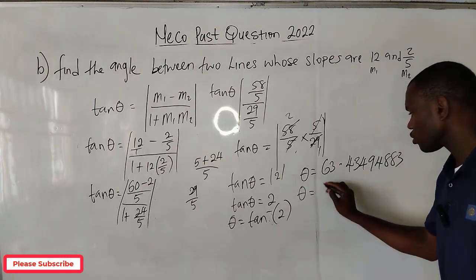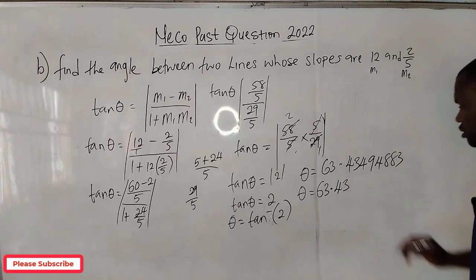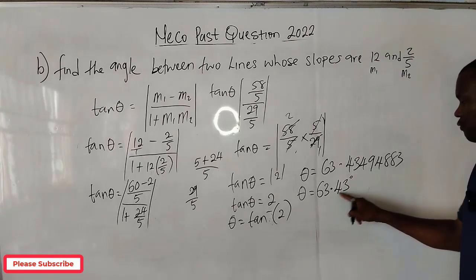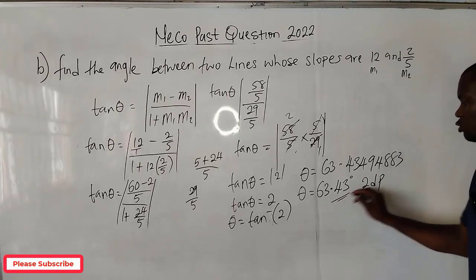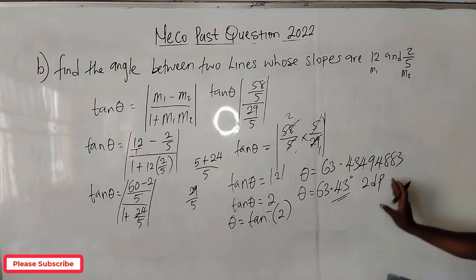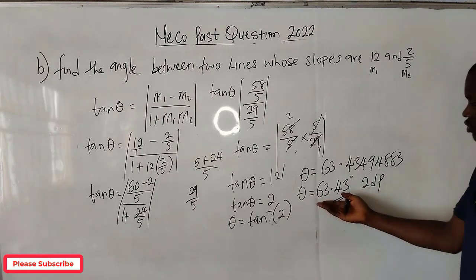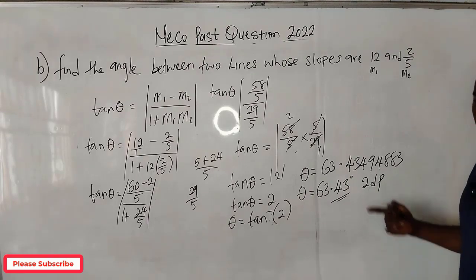We are not told to, but when we approximate, we define. Let's take it to 2 decimal places. 63.43 degrees, 2 decimal places. Please, whenever you are not told to approximate, or whether you are told or not, whenever you approximate, define your approximation, because this could be 4 significant figures or whatever. So define this always.